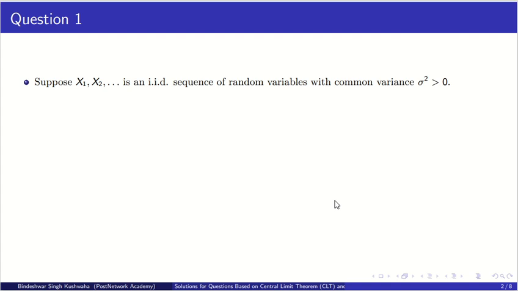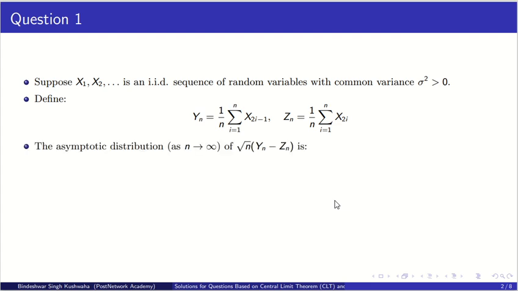Suppose x1, x2 are IIDs. IIDs means independent and identically distributed. So it means that random samples are independent and they are taken from the same probability distribution. So these are a sequence of random variables with common variance that is greater than 0, and two random variables are again defined, yn and zn. So what would be the asymptotic distribution as n approaches infinity?